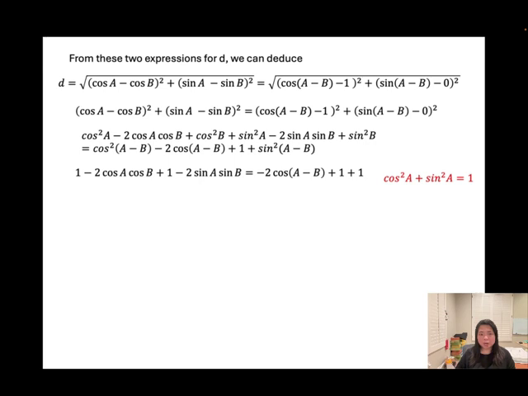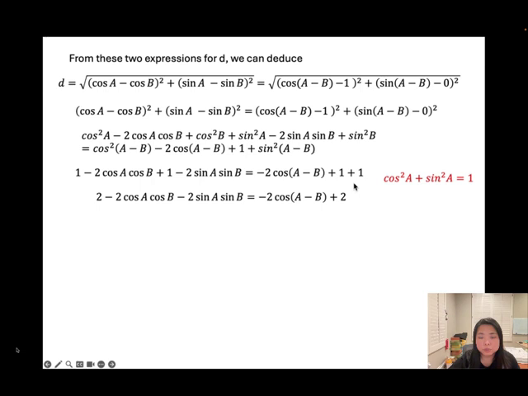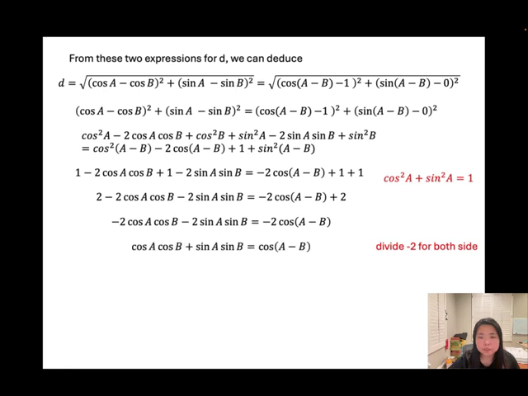Now, I want you guys to try to simplify it. On the left hand side, I do have a 2, right? And then on the right hand side, I do have the 2 also. And then we're gonna subtract 2 from both sides. Okay, we could see we do have the negative 2 for all of them. So we're gonna divide by negative 2 on both sides. You will have this one.